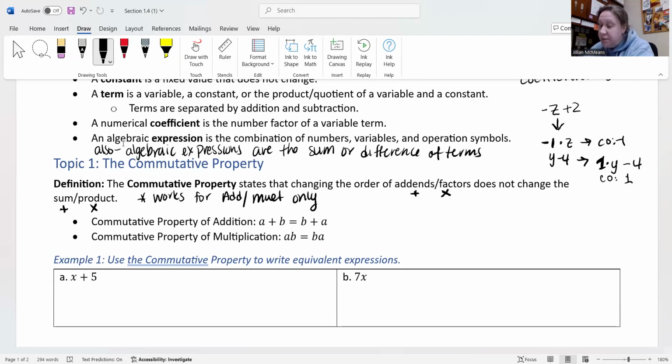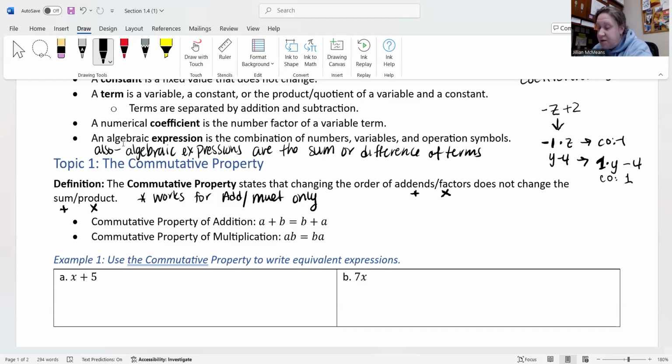So let's look at these symbolically. The commutative property of addition states that if I have A plus B, that is exactly the same as B plus A. So the order we add in isn't going to change the answer, okay? The commutative property of multiplication, very similar. It says if we have A times B, that's the exact same thing as multiplying B times A, okay? So again, the order we multiply in doesn't matter.